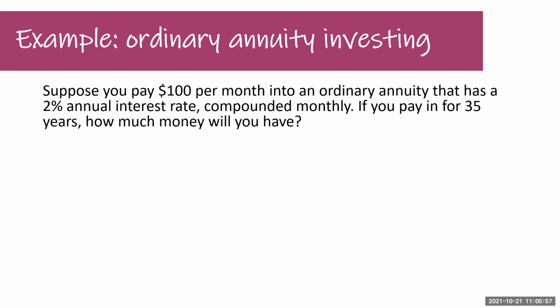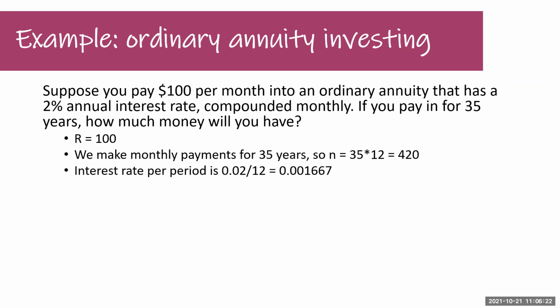Let's look at an example because that's a pretty abstract formula. Suppose you're paying $100 per month into an ordinary annuity that has a 2% annual interest rate, but it compounds monthly. If you pay into this annuity for 35 years, how much money will you have at the end of those 35 years? Well, we need to consider some things and list what we know.